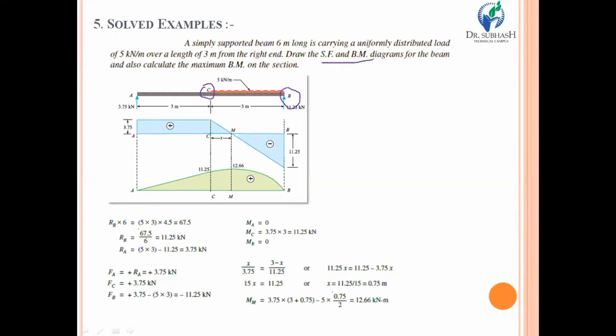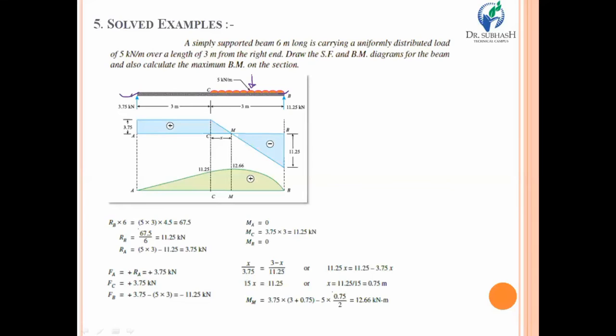You are required to draw the shear force and bending moment diagram for the beam, and also calculate the maximum bending moment which is acting at either section A, C or B. So this is what the example says, and let's have the solution. First of all, before calculating shear force and bending moment, you require to calculate the lateral forces, that means the forces acting in the vertical direction. Over here, there is 5 kilonewton per meter UDL, which is definitely acting in the downward direction. But what happens at support A and support B?